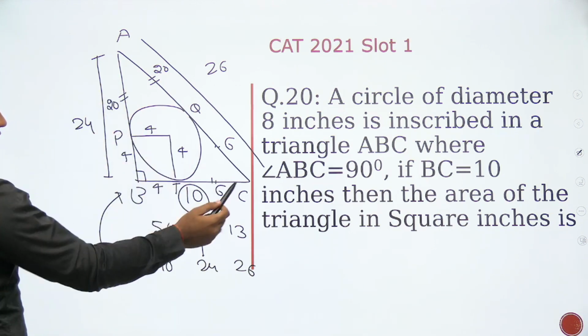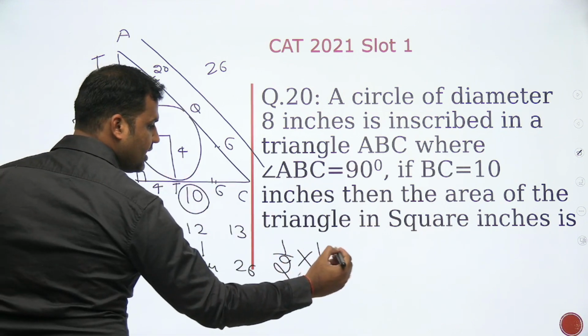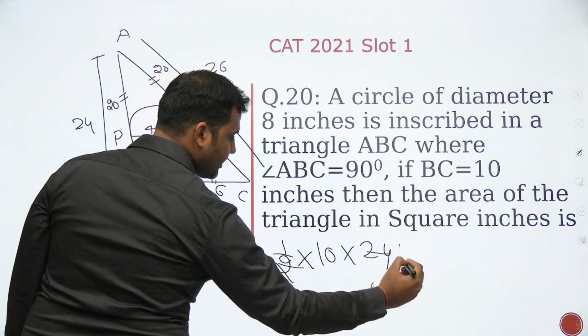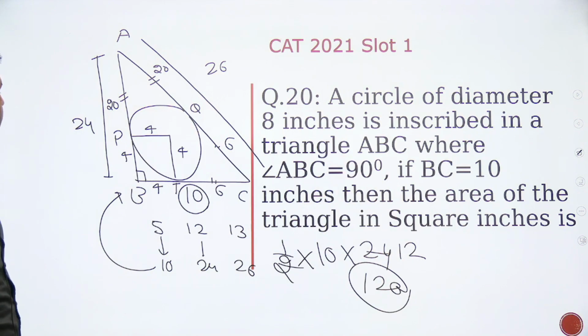So now what I need is the area. That means half into the base side 10 and the perpendicular side 24. That is it. This is the correct answer to the question. Answer is 120. A triplet based simple question.